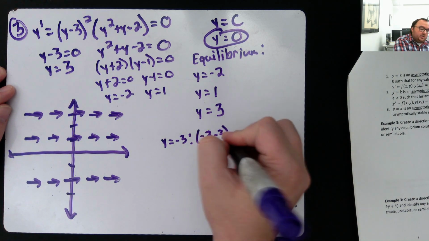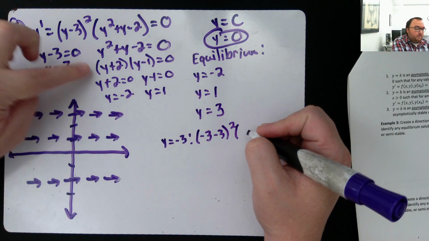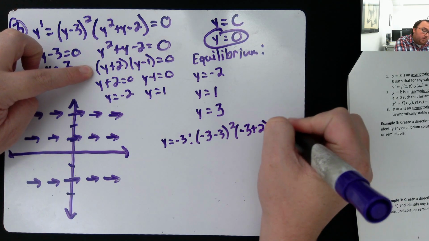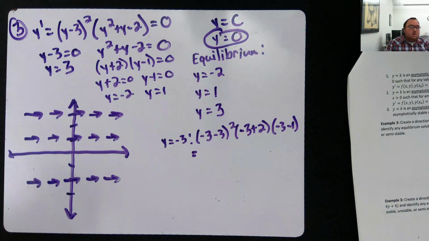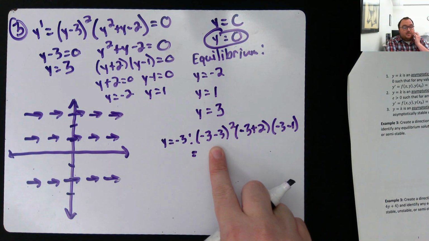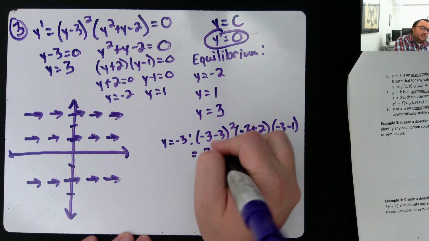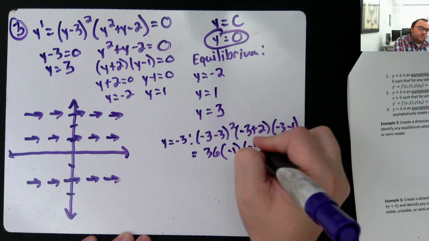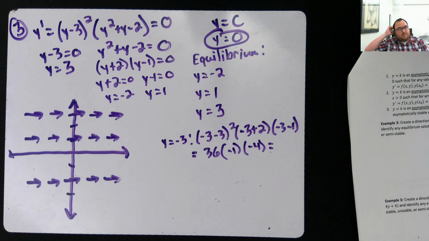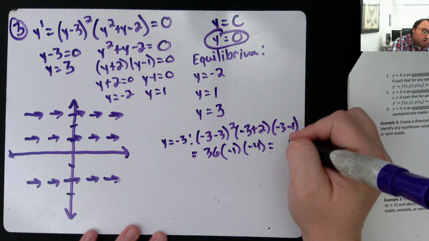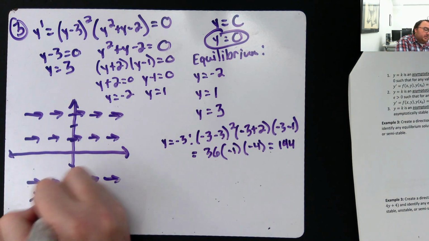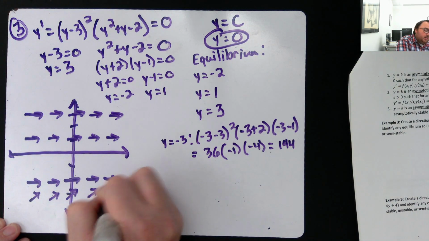Negative 3 minus 3 squared. I factored this so I can use the factors. Negative 3 plus 2, negative 3 minus 1. Negative 3 minus 3 is negative 6. Square that is 36. Negative 3 plus 2 is negative 1. Negative 3 minus 1 is negative 4. 36 times negative 1 is negative 36. Negative 36 times negative 4 is going to be 144, which means these are pointing upwards. It's positive, so they're pointing up.